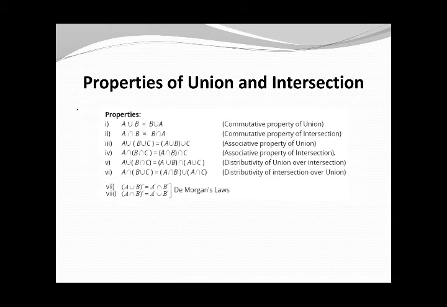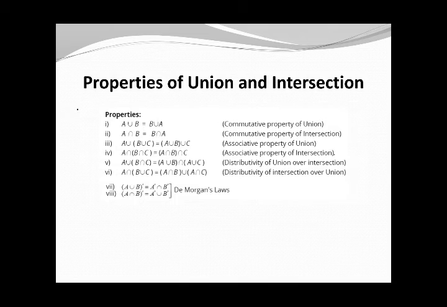First is the commutative property of union. Second, the commutative property of intersection. Third is the associative property of union. Then fourth, the associative property of intersection. Six and seven are the distributive property of union over intersection and intersection over union. The last two are De Morgan's laws.